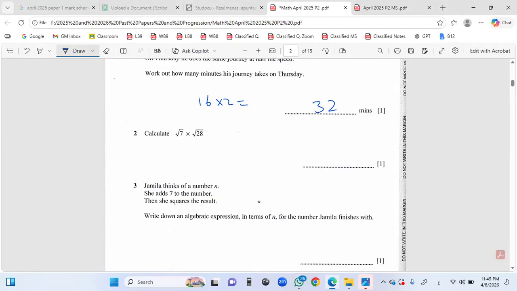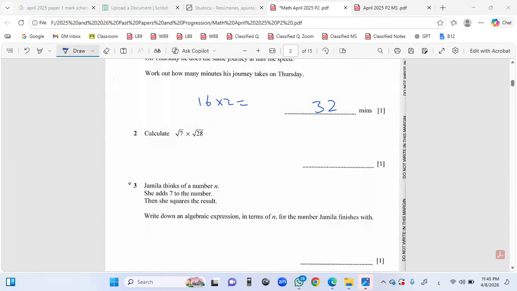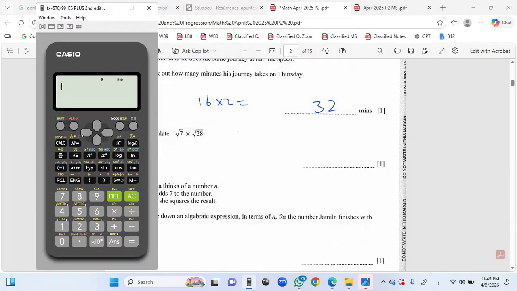Calculate square root of 7 times square root of 28. We're going to get the calculator and multiply 7 by 28. So it is square root of 7 multiplied by square root of 28, which equals 14.